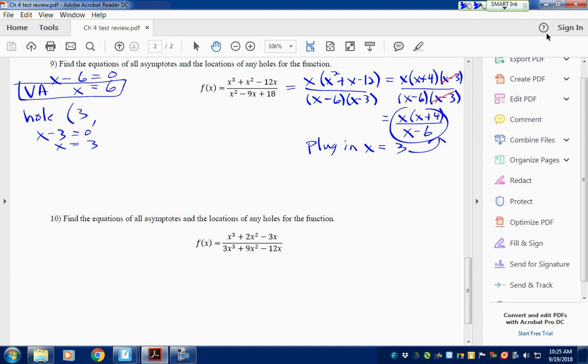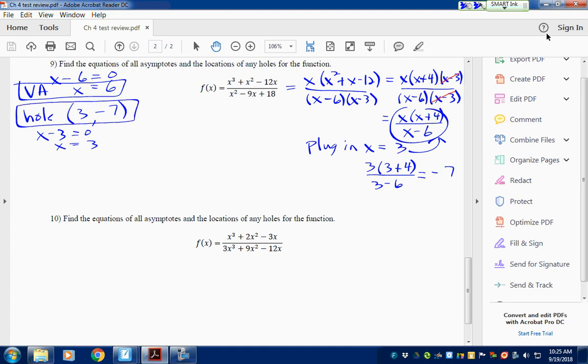Okay, you've got to plug it in there. So it looks like this. I've got 3 plus 4 over 3 minus 6, and that gives me 21 over negative 3, so negative 7. So I have a hole at (3, -7), so I know the exact location of that. So there's the second part.